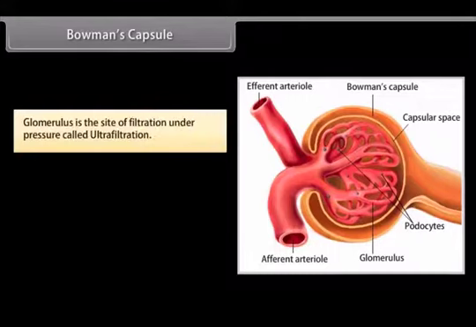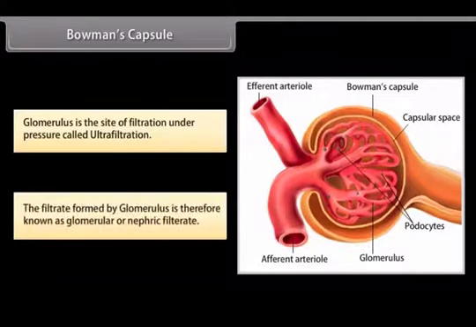Glomerulus is the site of filtration under pressure called ultrafiltration. The filtrate formed by glomerulus is therefore known as glomerular or nephric filtrate.